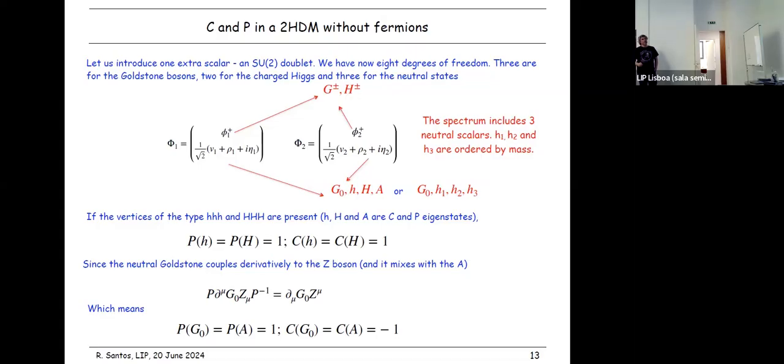Now, this spectrum here includes 3 neutral scalars. You see h1, h2, h3, and they are ordered by mass. So this is the lightest, this is the heaviest. If you have, for instance, these 3 Higgs, you see that if this is P invariant, then it's 1 times 1 times 1. If it was -1 times -1 times -1, it would be -1. So this means that if I have a vertex like this, I know the P numbers of H and I know the C numbers of H. And so these are all CP eigenstates.